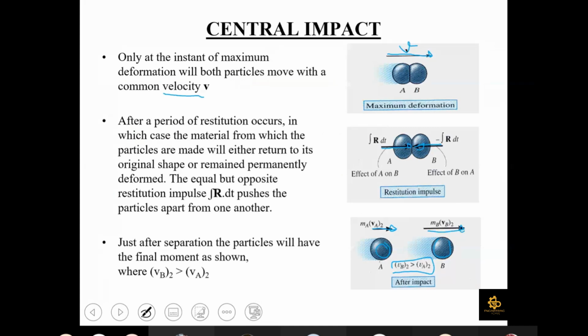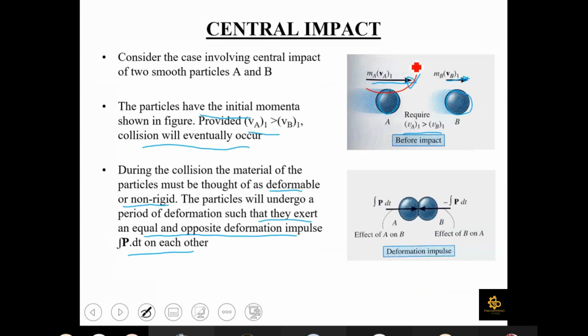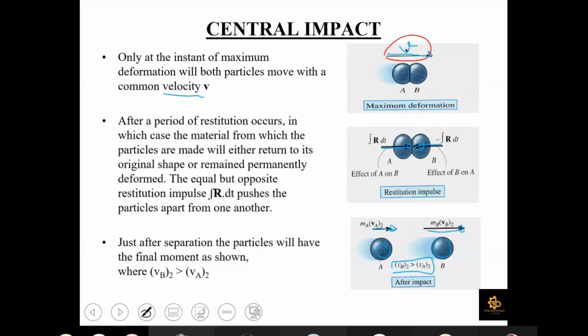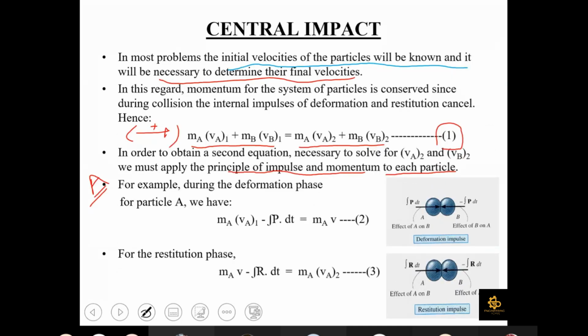Deformation phase क्या था कि deformation phase से पहले ये particle जो है वो इतनी velocity से move कर रहा था, फिर deformation phase आया और इस deformation phase के बाद this particle A was traveling with a velocity v. So applying the principle of impulse and momentum on particle A during this deformation phase along the line of impact, the principle says that the initial momentum of particle A before the deformation phase plus the sum of all the impulses that are acting on particle A during this deformation phase should be equal to the final momentum of this particle A after this deformation phase.